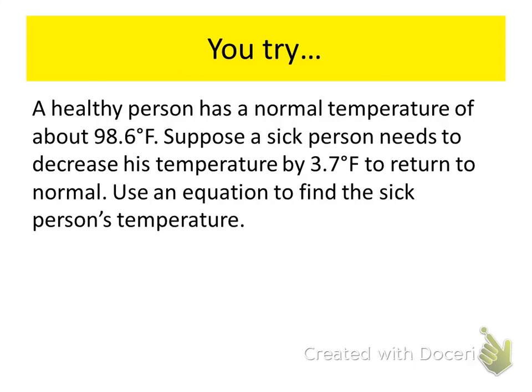Here is your question. You need to try this on your own. I'll read it out loud here for you, and then you need to try it right now. A healthy person has a normal temperature of about 98.6 degrees Fahrenheit. Suppose a sick person needs to decrease his temperature by 3.7 degrees Fahrenheit to return to normal. Use an equation to find the sick person's temperature. Follow the steps that we went over and try this one on your own.